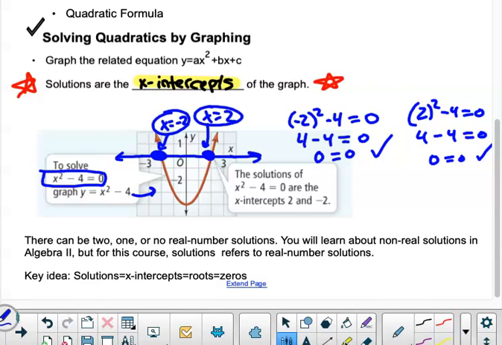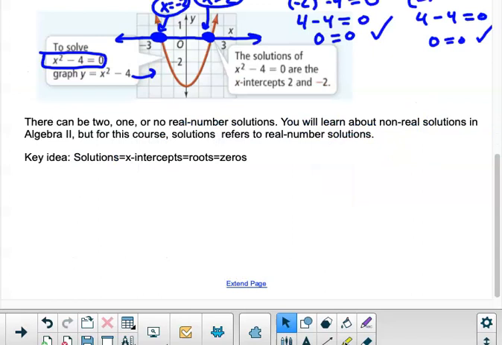So when you're solving quadratics, one thing that you can do is solve by graphing, and what you're looking for are the x-intercepts of the graph. There can be a couple of different varieties for your answer. Sometimes there's 2 solutions like we just saw. Sometimes there's only 1. Sometimes there's 0, as far as how many solutions there can be. We will learn about non-real solutions in Algebra 2, but for this course, solutions is always just going to refer to real numbers.